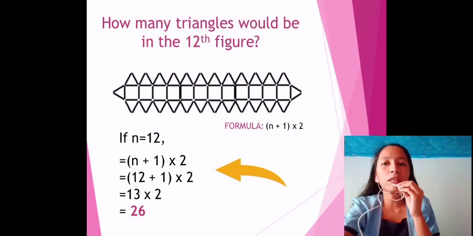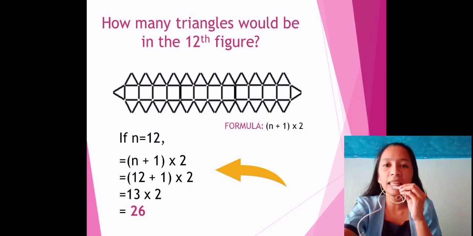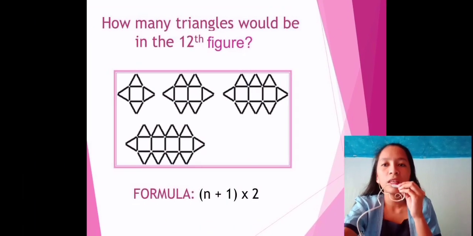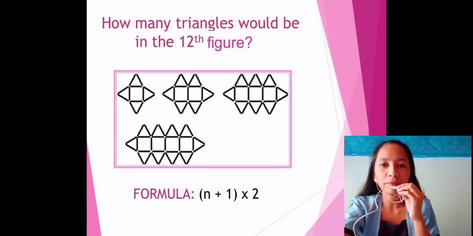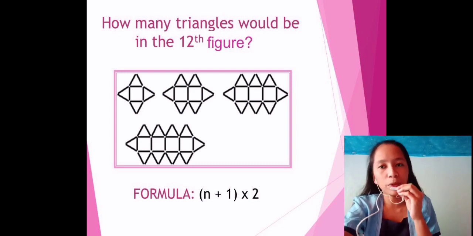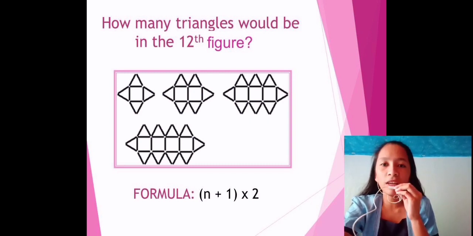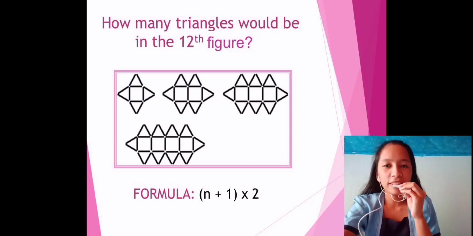Para malaman natin kung tama ba yung kinuha nating formula, try natin i-substitute yung mga naunang figure. Gawin natin yung sa figure number 1. Papalitan lang natin yung value ng n ng 1. 1 plus 1 times 2. 1 plus 1 is equals to 2. 2 times 2 is equals to 4. So, tama. Sa figure number 1, meron tayong 4 triangles.